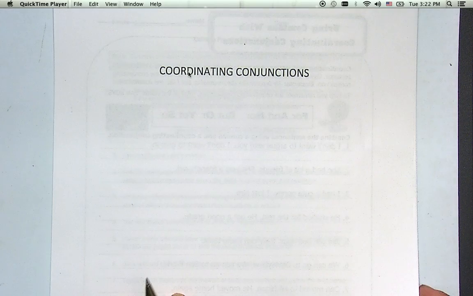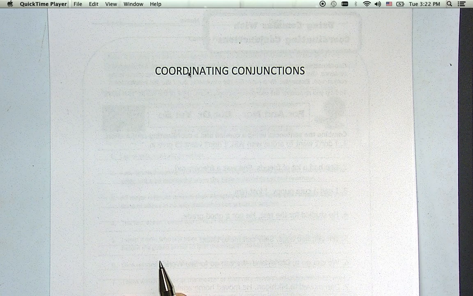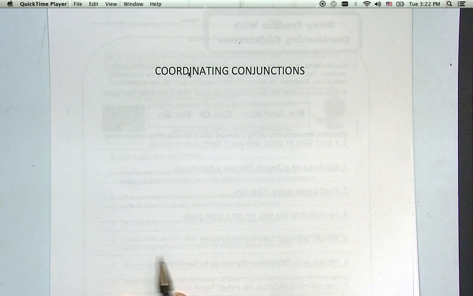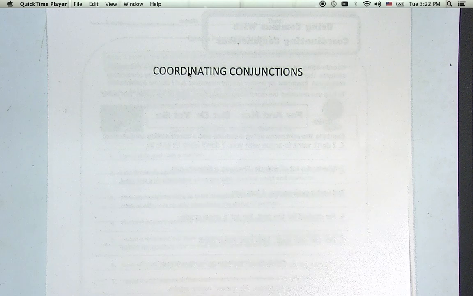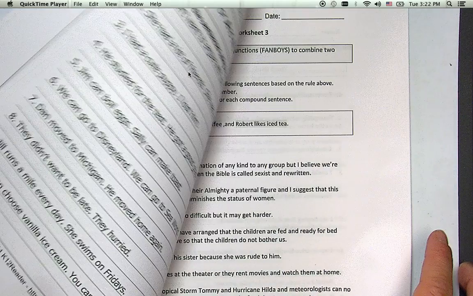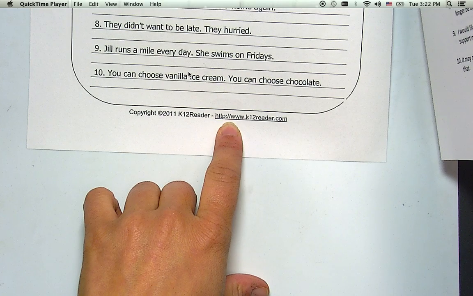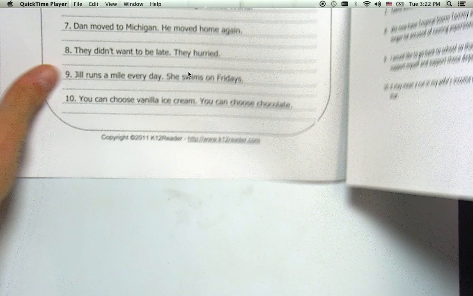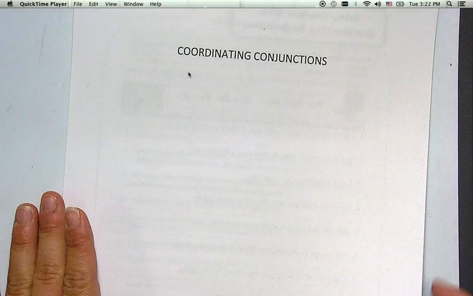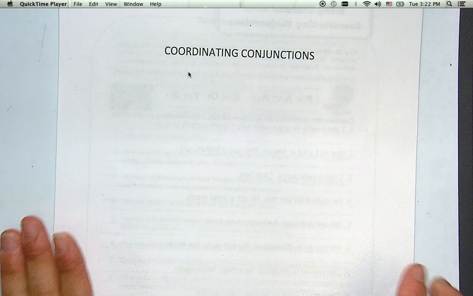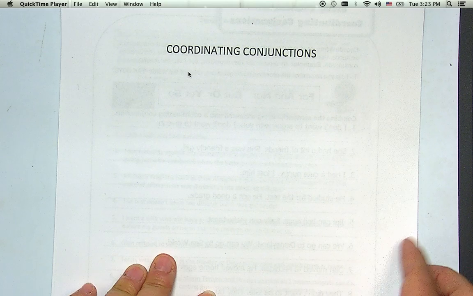Now we're going to move on to talking about coordinating conjunctions. This packet is available on our Learning Management System, Canvas. This is not my packet. I did not create this. It is from K-12 Reader, available at http://www.k12reader.com. So this is not mine. I did not create this, but it is a good packet. I like it. I'm not claiming that I made it, but I'm using it for our instruction.